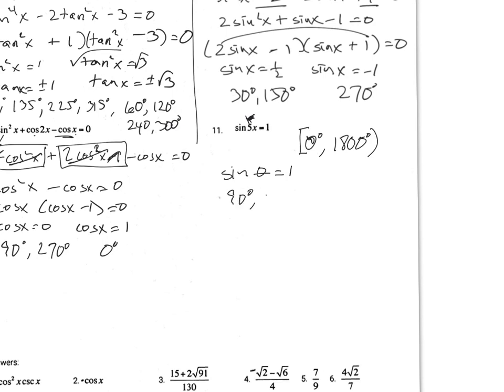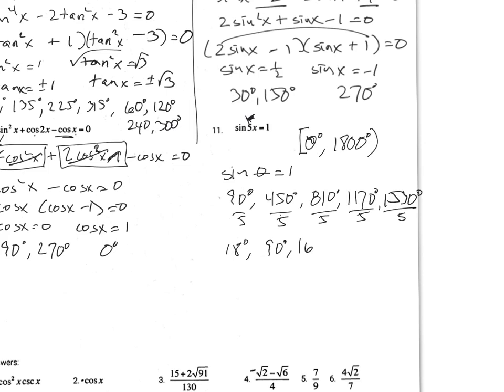Then you got to add 360, 450, plus 360, 810, plus 360, 1170. We still have some room to go here. Plus 360, 1530. And if you add 360 again, it's bigger than 1,800. Then you go back and you divide all of these numbers by 5. And so that's how you get these weird angles. 18 degrees, 90, 162, 234, and 306. And that's the whole quest.